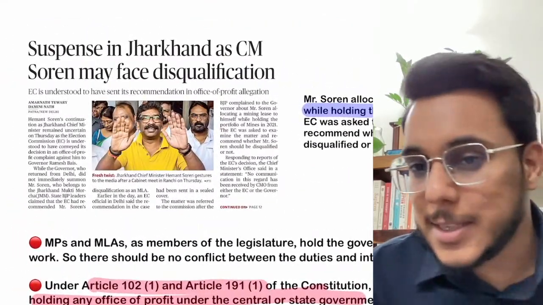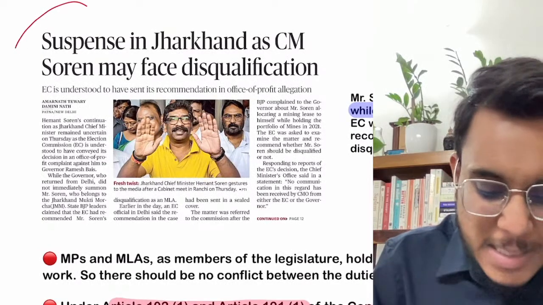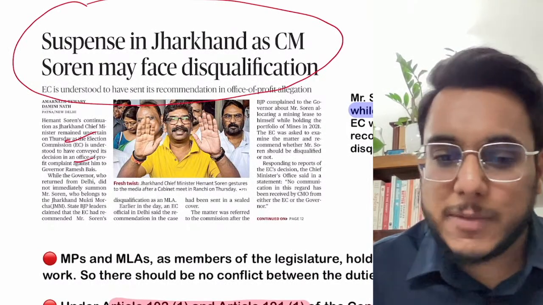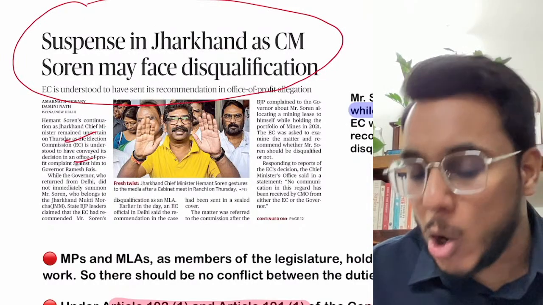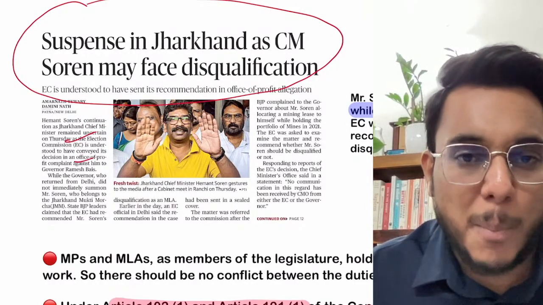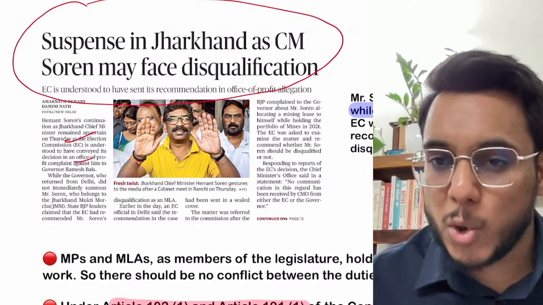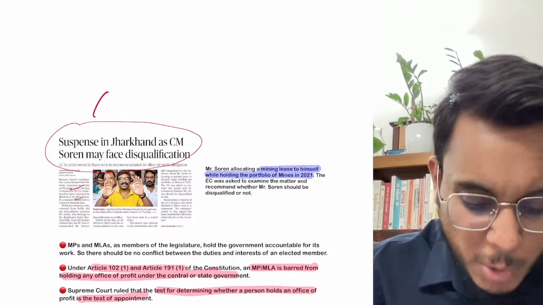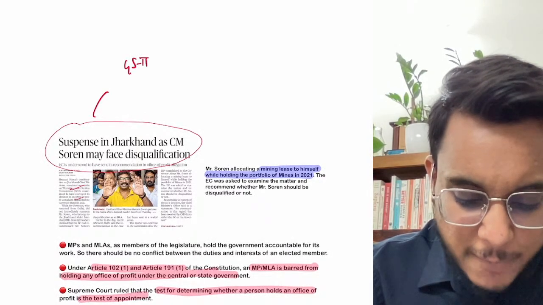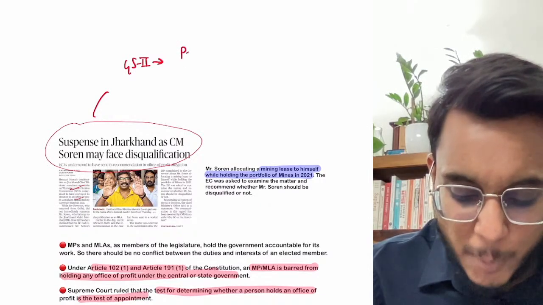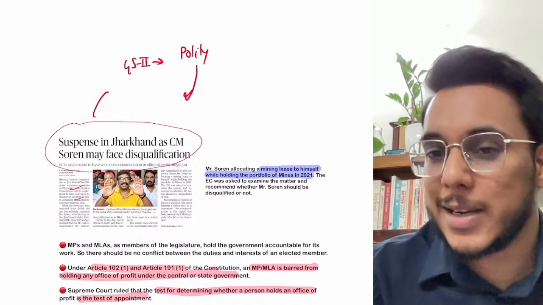This particular article talks about suspense in Jharkhand as Chief Minister Soren may face disqualification. So guys, we'll see this, and we will also be understanding one very important topic, that is the topic of the Office of Profit. First of all, before going into this article, you need to understand that this article is going to be important for GS paper number 2, issues related to polity.